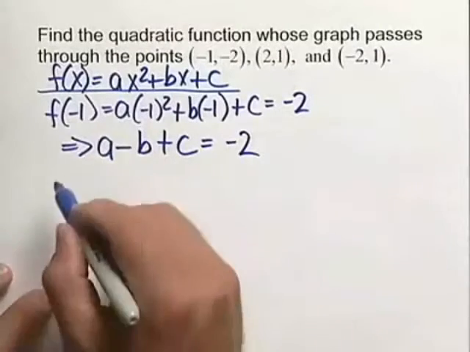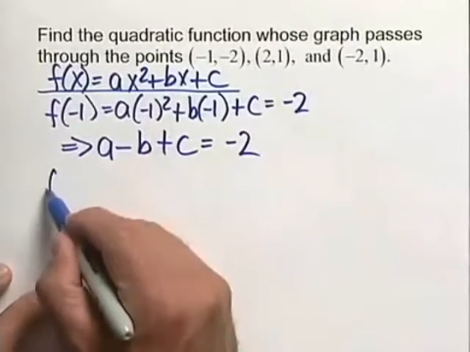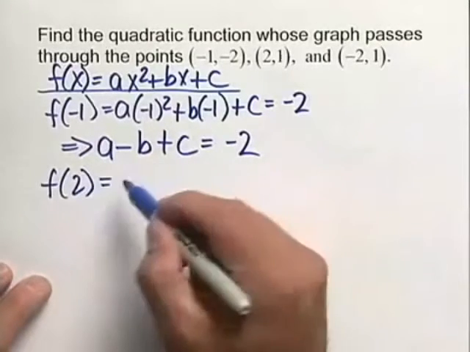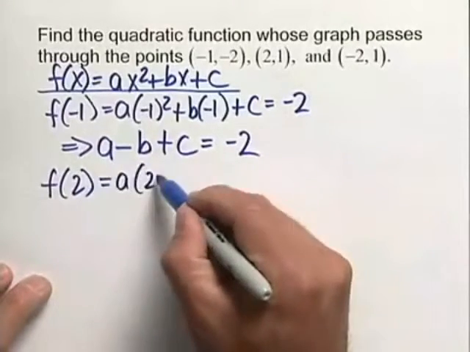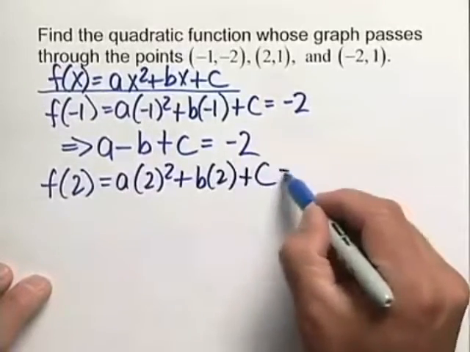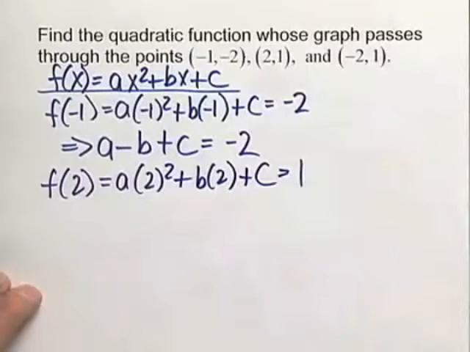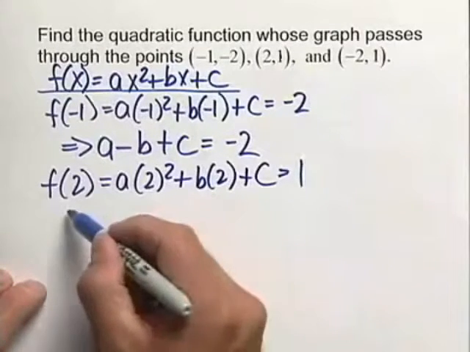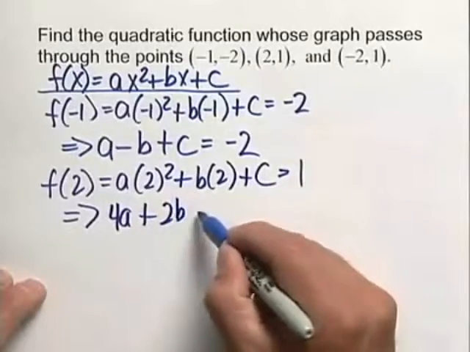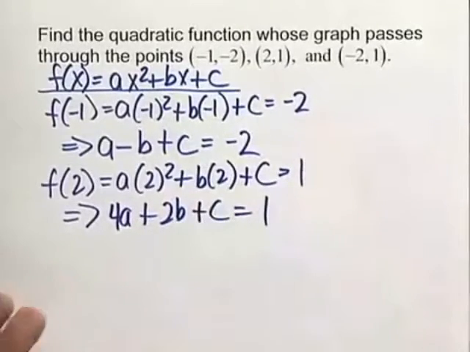We'll evaluate in a similar fashion the second ordered pair, f of 2, knowing that this is equal to 1. That looks like the following: a times 2 squared plus b times 2 plus c, and that is equal to 1. From that we obtain the equation 4a plus 2b plus c is equal to 1.